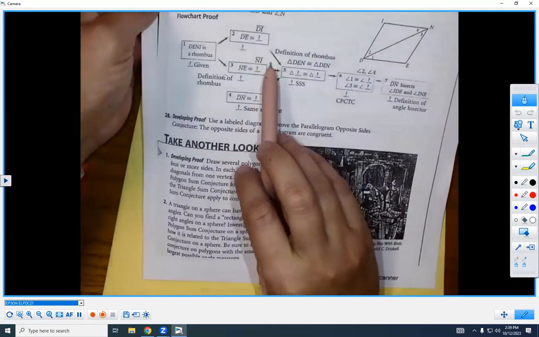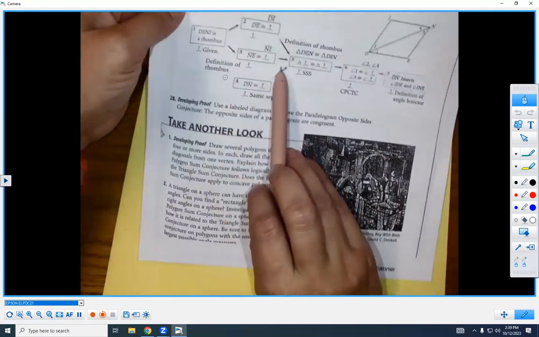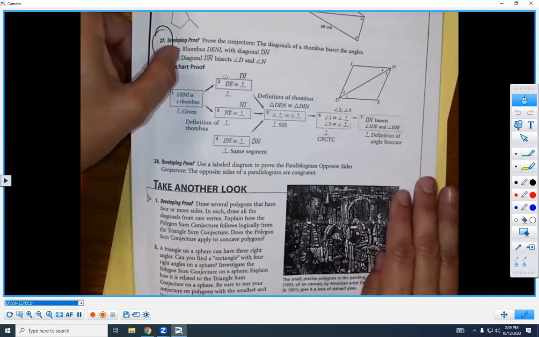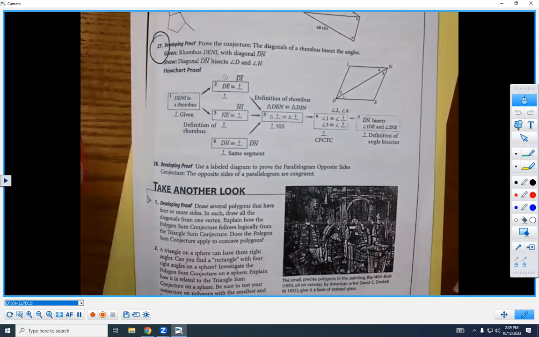I put this one in there. It's similar to the one we did on the quiz, but a little bit different. You want to practice another flowchart proof.